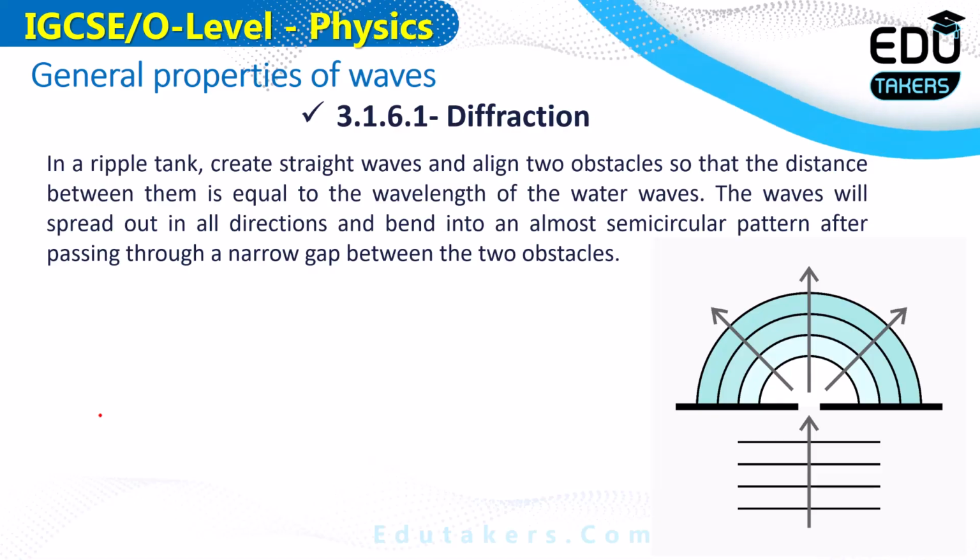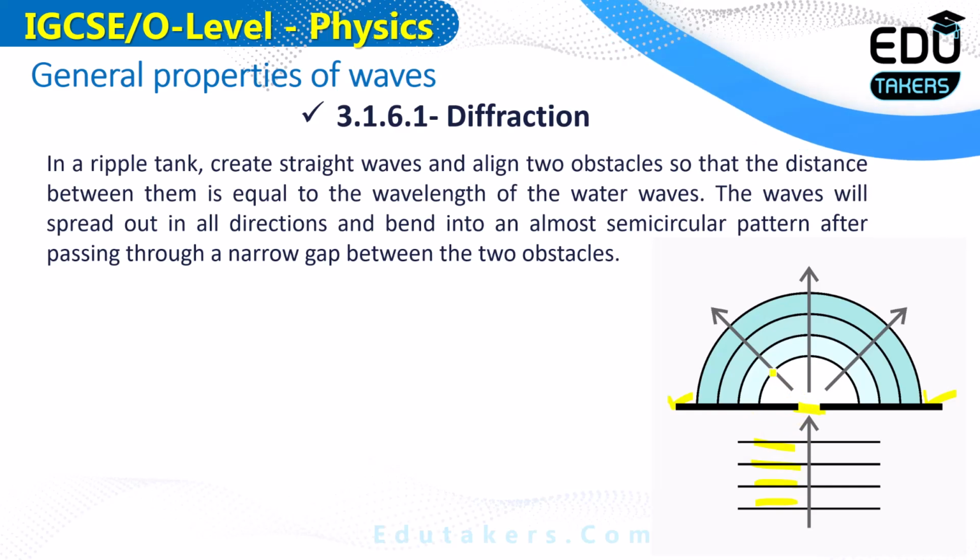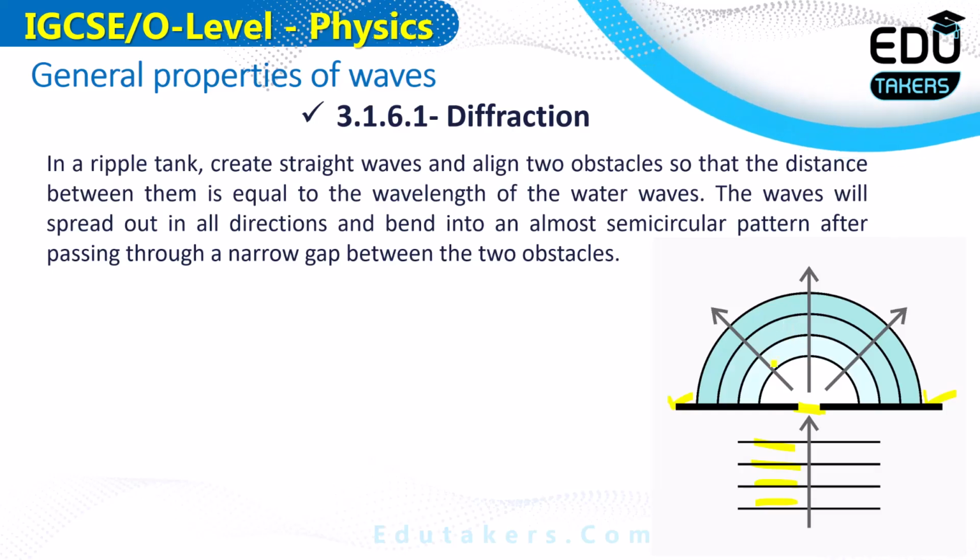When the water waves are going through the opening between the barriers, they spread into a semicircular shape, which is called diffraction. In this figure, you can see the water waves that are coming, and the solid black lines are showing the obstacles or barriers. There is a small distance between both of these barriers. When the water wave passes through this gap, it bends into a semicircular shape. And the direction of travel of this wave is perpendicular to this semicircular shape, which is shown by this arrow.